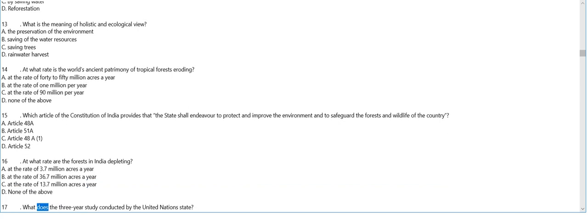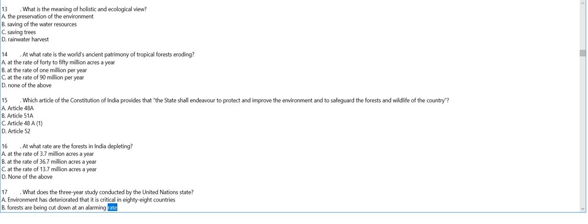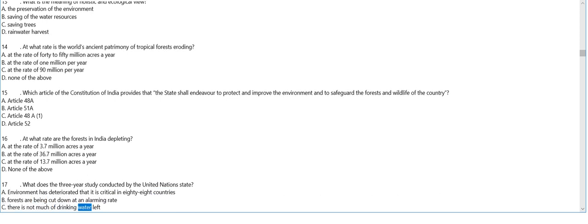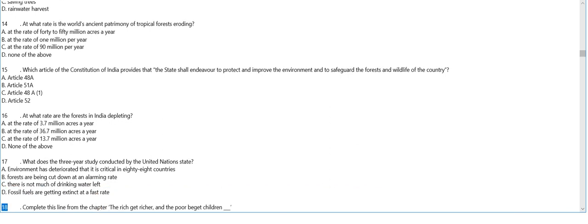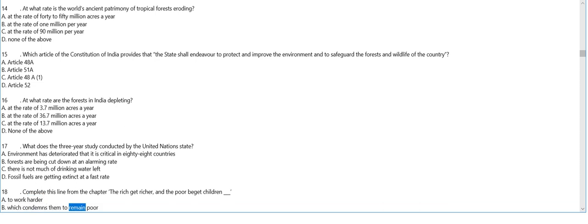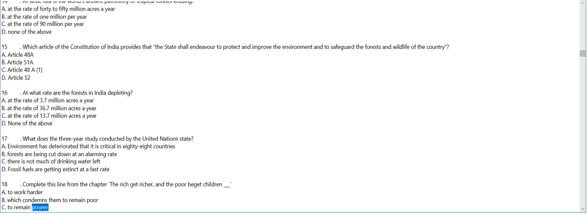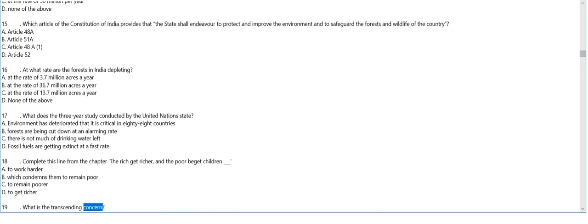17. What does the 3-year study conducted by the United Nations state? A. Environment has deteriorated that it is critical in 88 countries. B. Forests are being cut down at an alarming rate. C. There is not much of drinking water left. D. Fossil fuels are getting extinct at a fast rate. 18. Complete this line from the chapter, The Rich Get Richer, and the Poor Beget Children _____. A. To work harder. B. Which condemns them to remain poor. C. To remain poorer. D. To get richer.